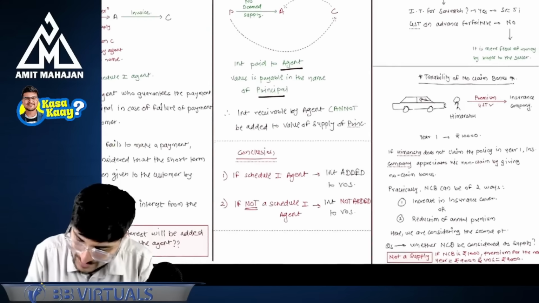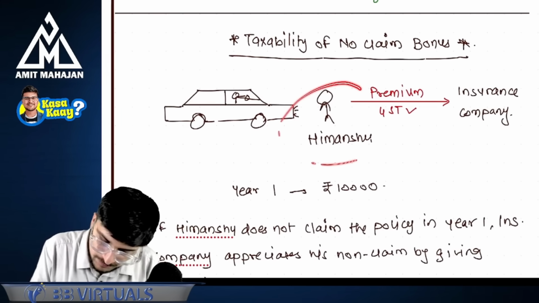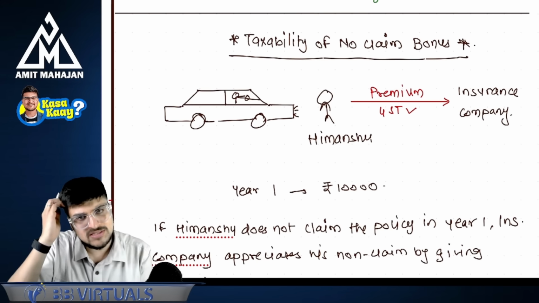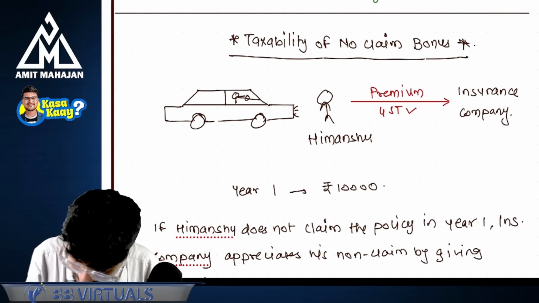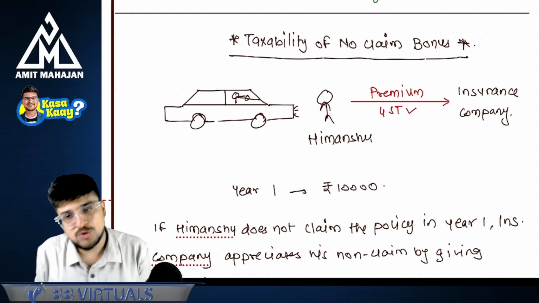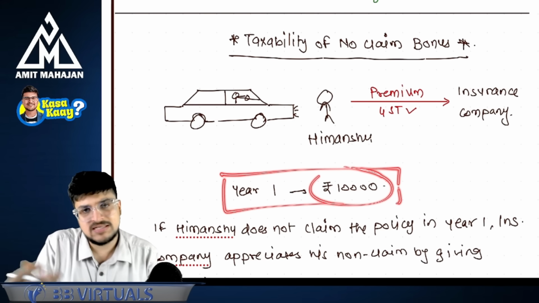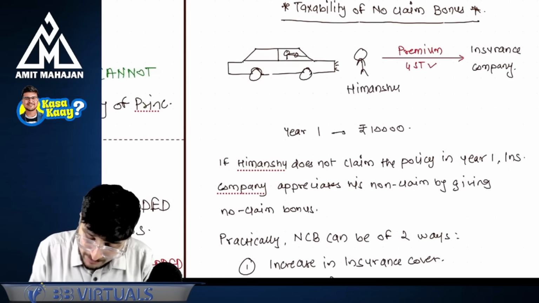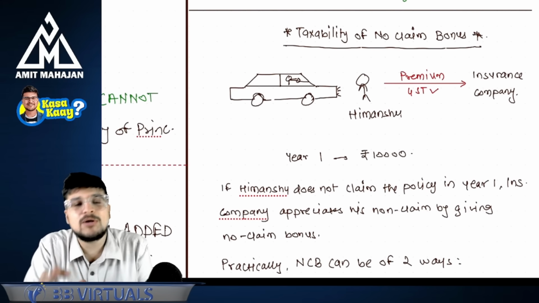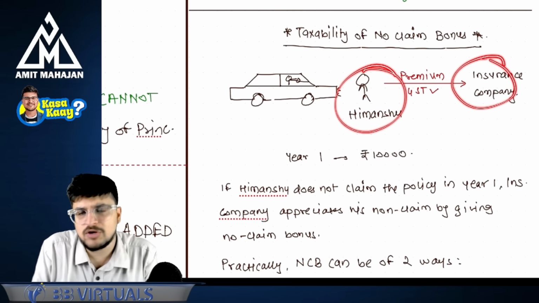Perfect. No problem. And the last point is no claim bonus. There is one person called Himanshu. He has a car and he has taken insurance of that car from an insurance company. So of course, when Himanshu makes a payment of premium to this insurance company, he has to pay the GST. In year 1, the premium amount is 10,000, so on 10,000 GST is paid. Now, if Himanshu does not claim any policy in year 1, which means nothing happened to Himanshu's car, of course Himanshu did not have any claim with the insurance company.